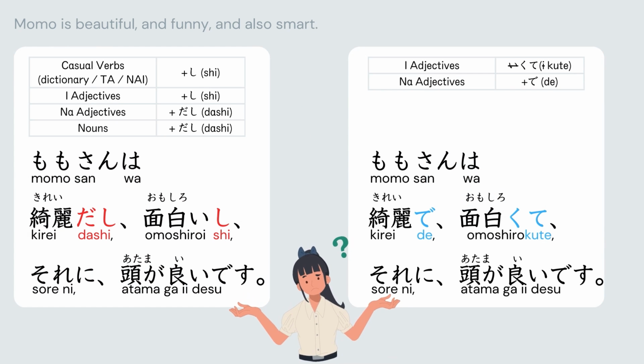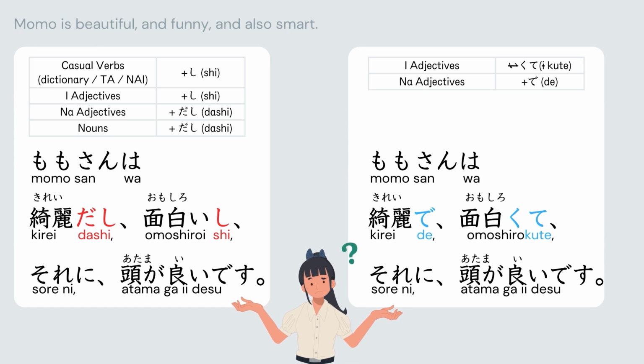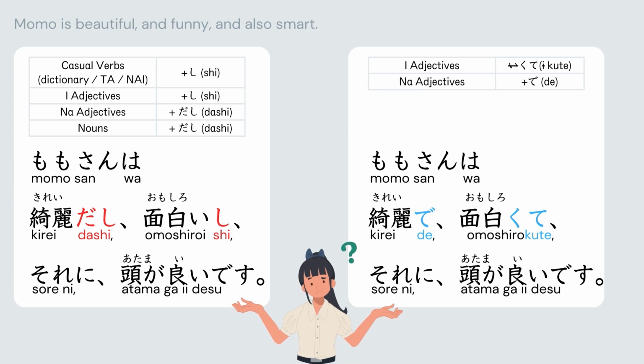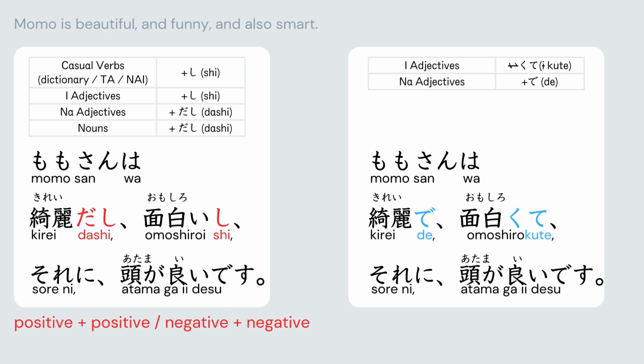If these two phrases are exactly the same, what exactly is the difference and when should I actually use shi and dashi? Let me explain. Using shi and dashi, you have to talk about only positive things or only negative things. While when you use kute and de, you can also talk about things that don't especially have to be positive or negative as well.